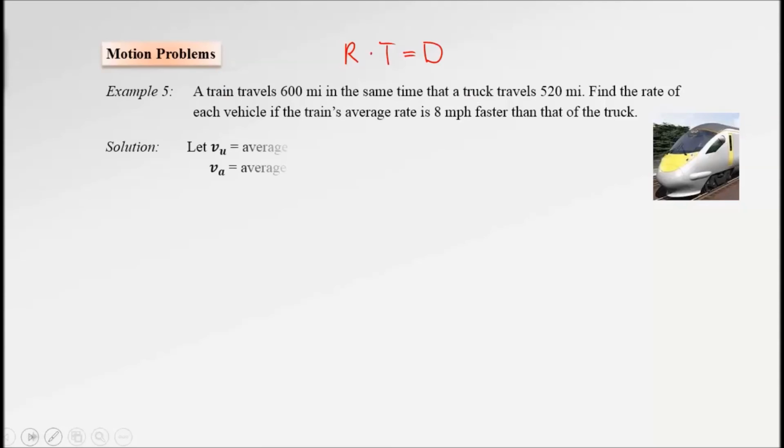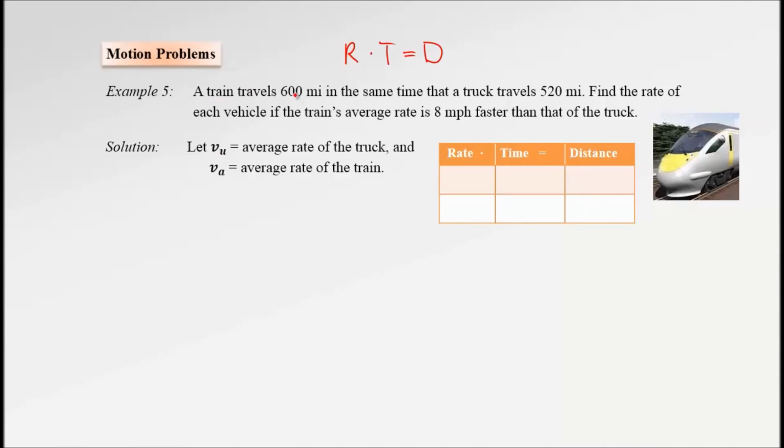Well, let's introduce some variables. Since both train and truck start with T, we can refer to those middle letters, A and U, to distinguish between them. So I would like to denote V_U, the average rate of the truck. The subindex U suggests that I'm referring to the truck. And similarly, let's denote V with subindex A, the average rate of the train. So A for train. Obviously, you could use any letters here, but V is a standard letter that indicates velocity.